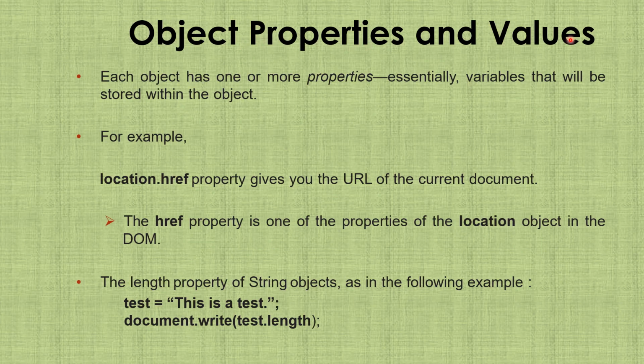Object properties and values. I already explained objects have one or more properties and methods. Each object has one or more properties, variables that will be stored within the object. Properties describe the object, for example, color, size of the object, like that. Consider a smartphone as an object. Here the properties of the smartphone are brand and model.